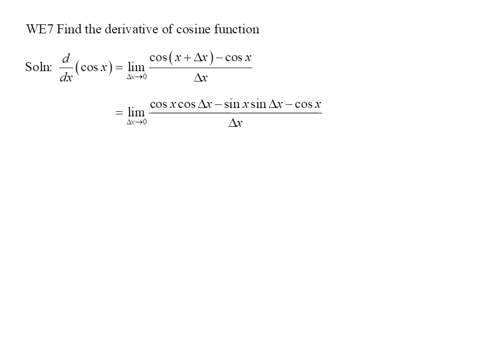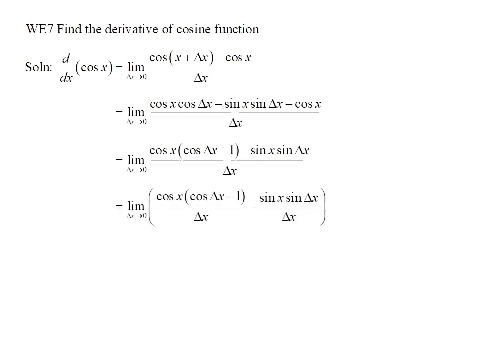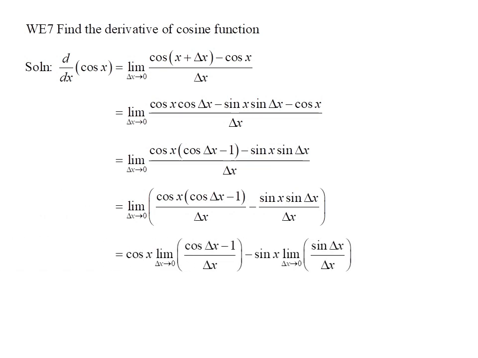Since cosine x plus delta x can be expanded according to the cosine addition formula, the derivative of cosine x equals the limit of the ratio of cosine x cosine delta x minus sine x sine delta x minus cosine x all over delta x as delta x approaches 0, which is simplified by combining the like terms. Hence, the derivative equals cosine x times the limit of cosine delta x minus 1 all over delta x as delta x approaches 0 minus sine x times the limit of sine delta x over delta x as delta x approaches 0.